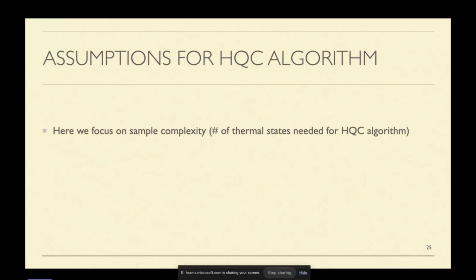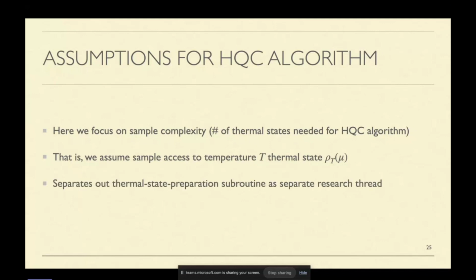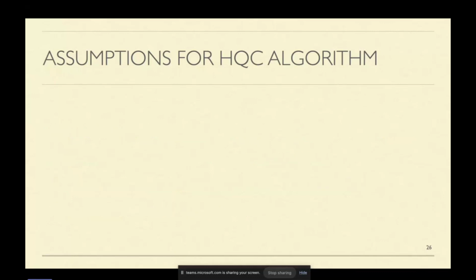Okay, and we're going to focus on the sample complexity, which is the number of thermal states needed for the algorithm. Why is it useful to do that? Well, it's like every week there's new algorithms coming out on thermal state preparation. They're getting better and better. And so whatever algorithms come out, they can be plugged into this algorithm to get a sense of the overall complexity of our algorithm. And so this has the effect of separating out a thermal state preparation subroutine. And as we said, there's been much progress on this topic.